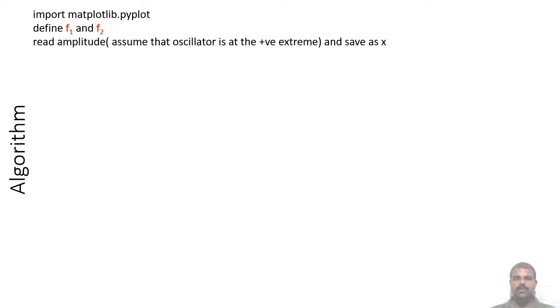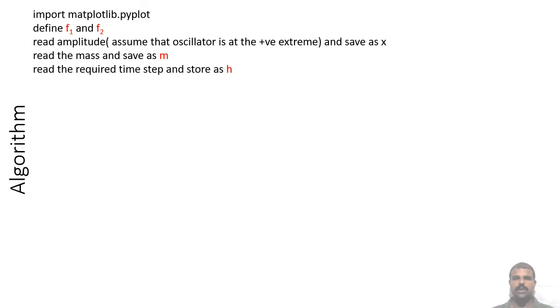For the algorithm, we have to plot it, so we definitely have to import matplotlib.pyplot. Then we have to define both the functions f1 and f2, because four times we have to use f1 and f2. To calculate k1, k2, k3 and k4 we need f1, and to calculate j1, j2, j3 and j4 we need f2. So we define them for convenience. Then we have to read several initial conditions. We assume that the oscillator is initially at the positive extreme, so the initial position is x amplitude. We have to read it and save it as x, because x is the position. Then we have to read the mass.